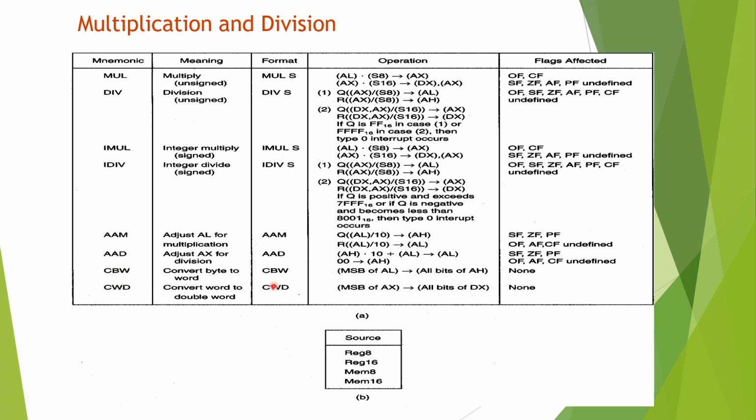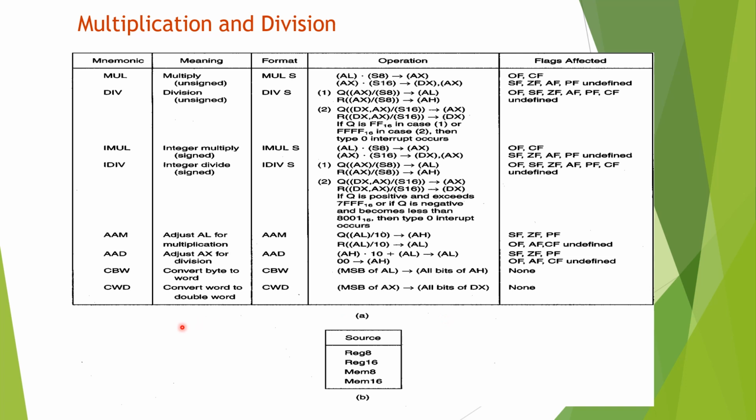And CBW is used for converting byte to a word. Here, if you are storing some content in AL, the MSB of the AL, whether it is 0 or 1, is copied to all the bits of AH, forming a word from the MSB. So we are converting byte to word.